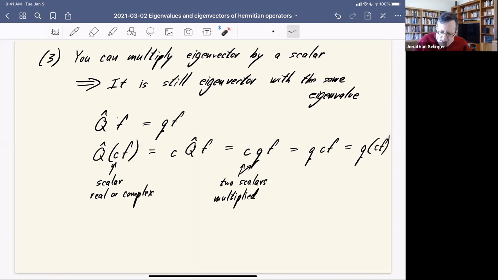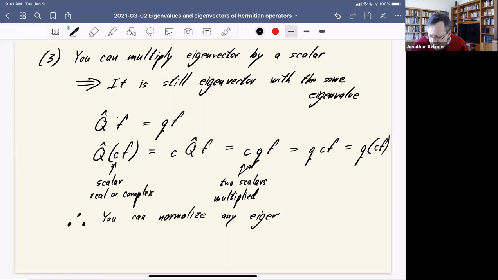Okay, so this now is the eigenvalue relationship for c f. All right, so big Q acting on c f is equal to little q times c f. That's what I wanted to show, right? That if f is an eigenvector, then c f is also an eigenvector with the same eigenvalue, little q. Okay, and so because of that, we can say, therefore, you can normalize any eigenvector f.